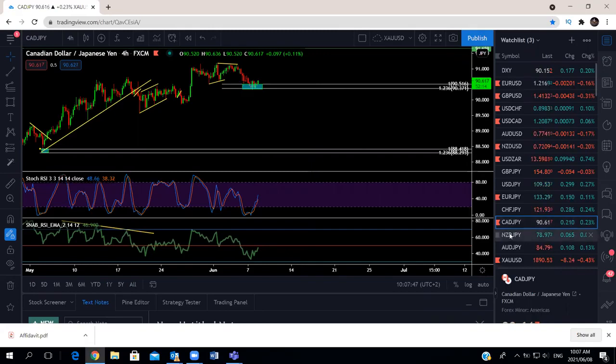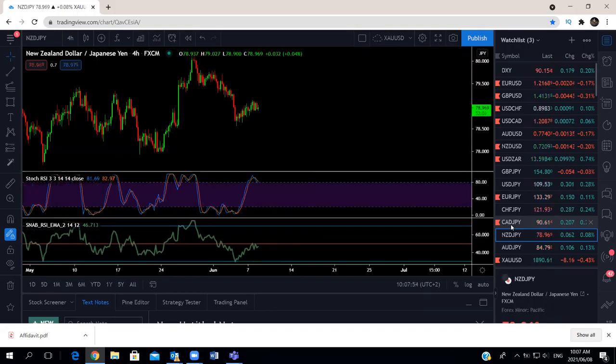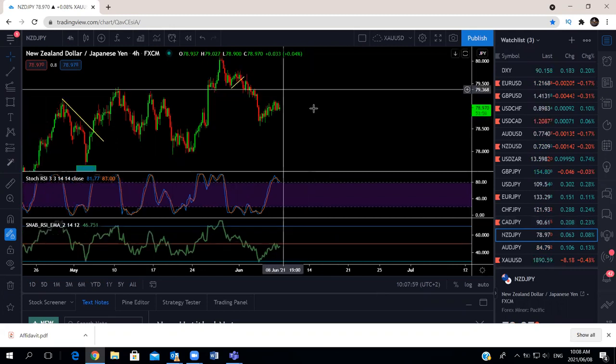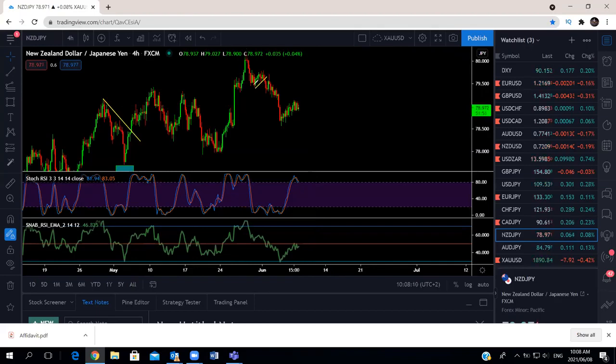Let's have a look at New Zealand yen. Right, so New Zealand yen, we are seeing what looks like a three-wave move to the downside, but this looks like a corrective structure. This is at the top, this is below 50. Let's see how this is going to play out here. I just want to have a look at this one. This is New Zealand yen, just below the blue box.